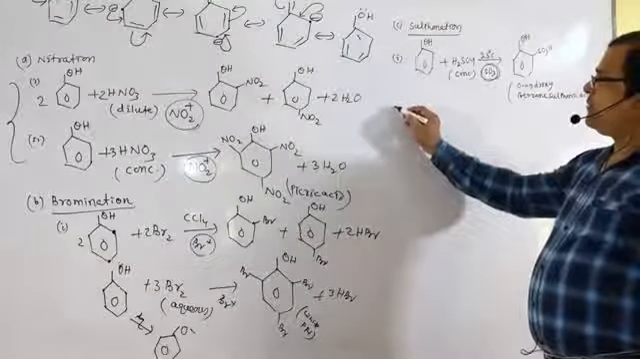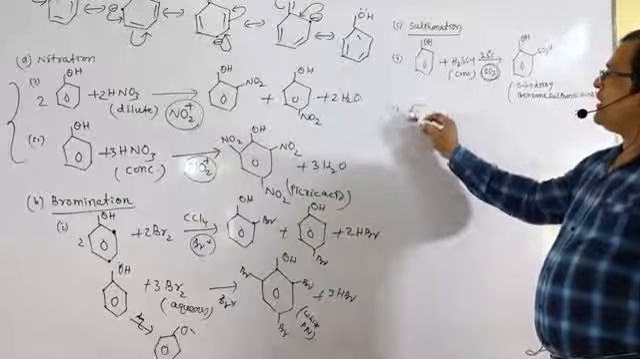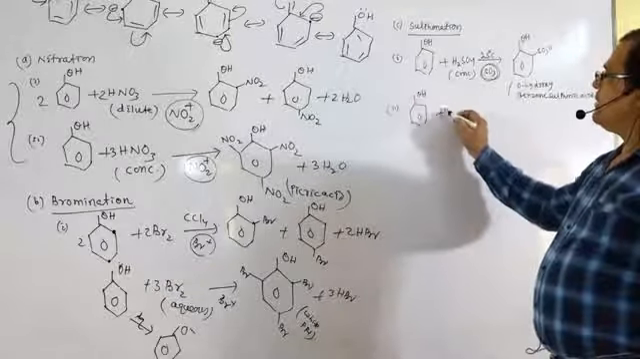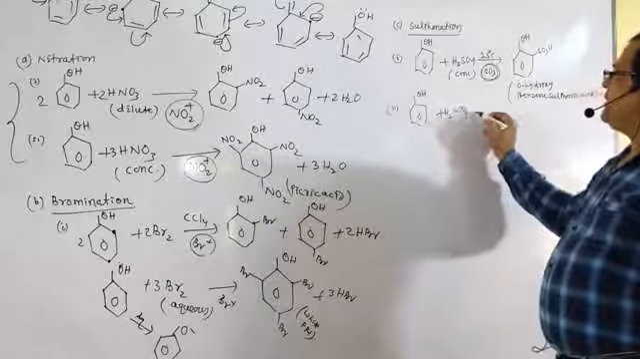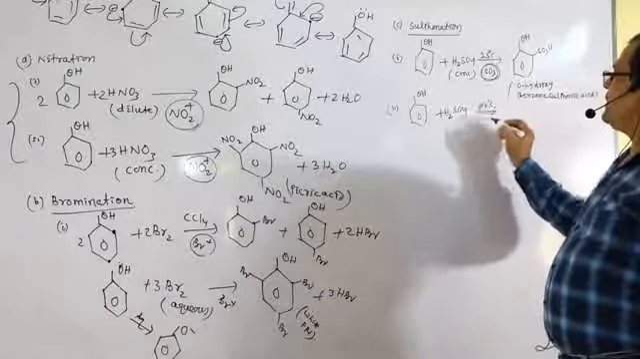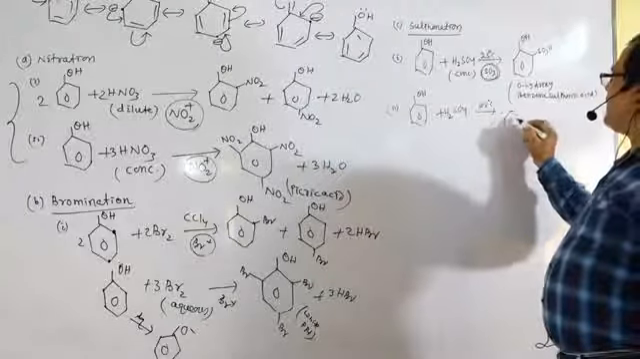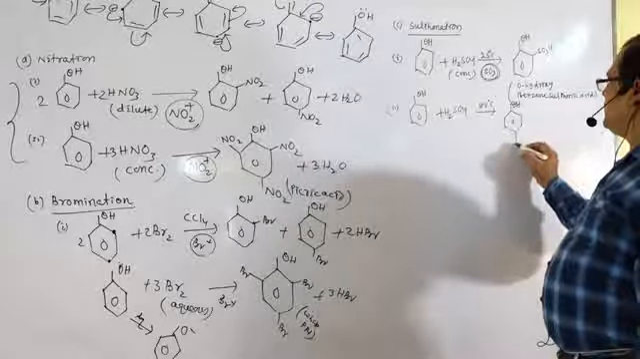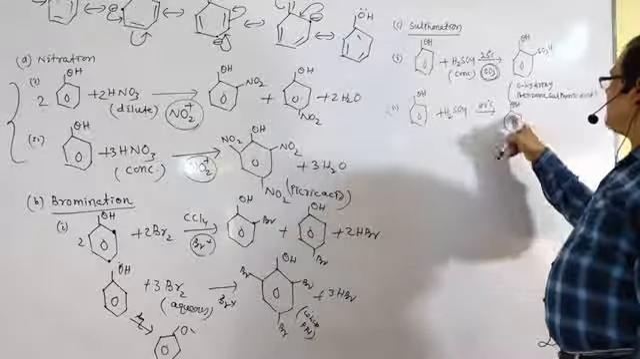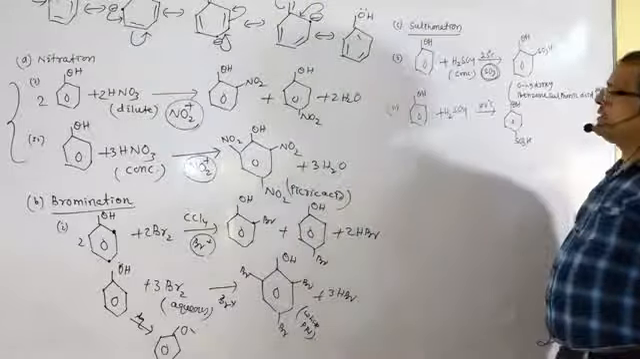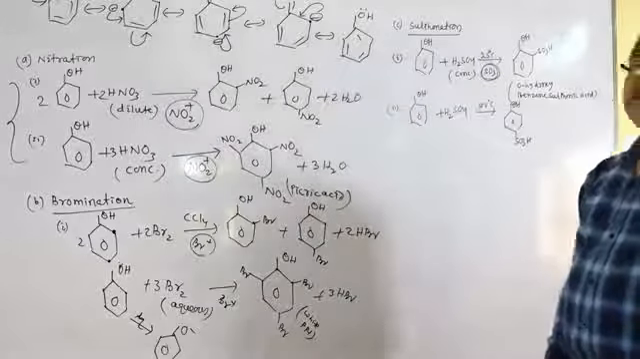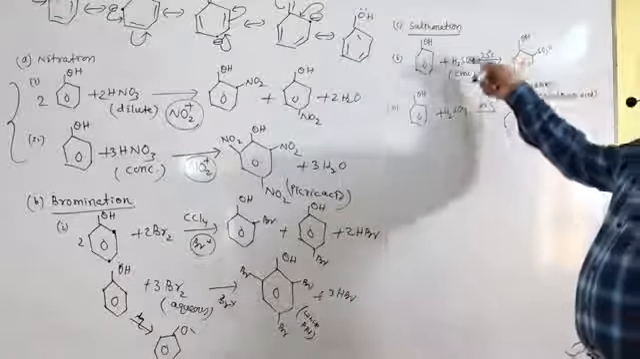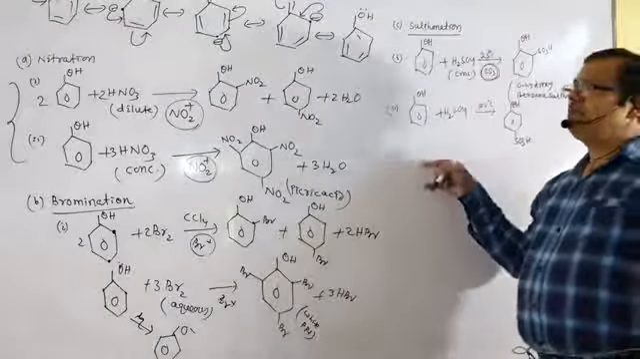If we carry out the same reaction at about 100 degrees centigrade, phenol treated with sulfuric acid at about 100 degrees centigrade, then there is the formation of para-hydroxy, OH group and SO3H, that is para-hydroxy benzene sulfonic acid. At 25 degrees, ortho-hydroxy benzene sulfonic acid is formed; at 100 degrees, para-hydroxy benzene sulfonic acid is formed. So this is the temperature dependent reaction.